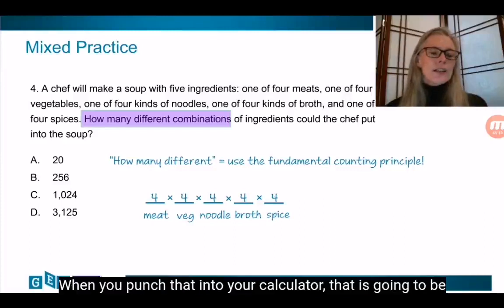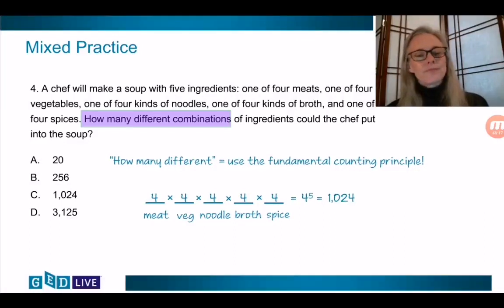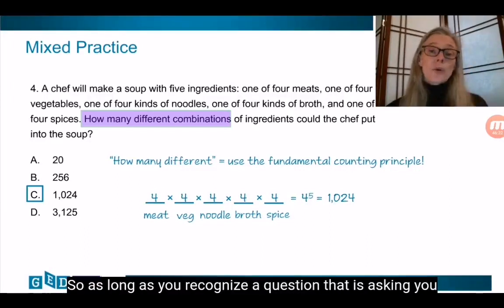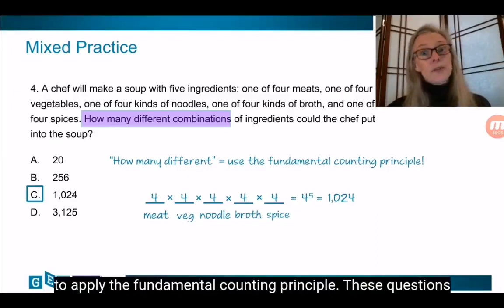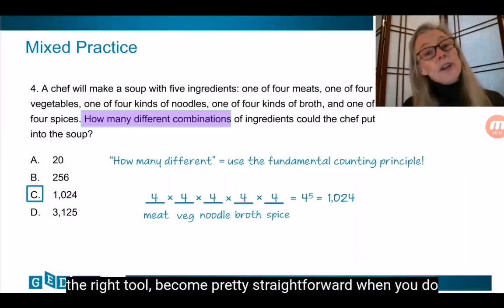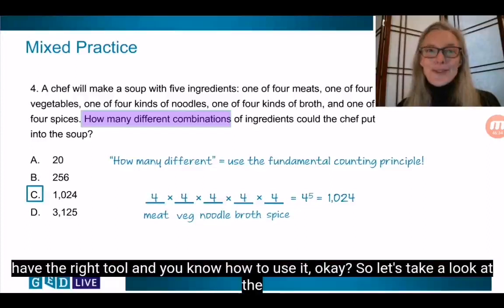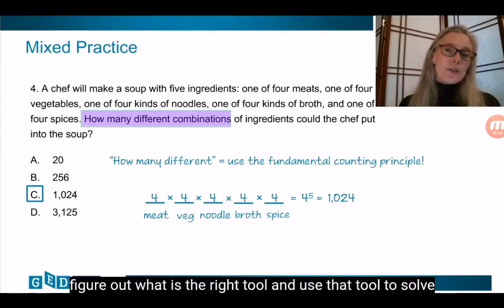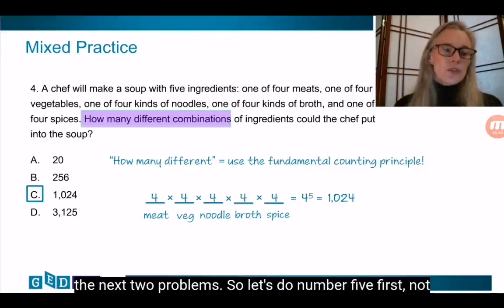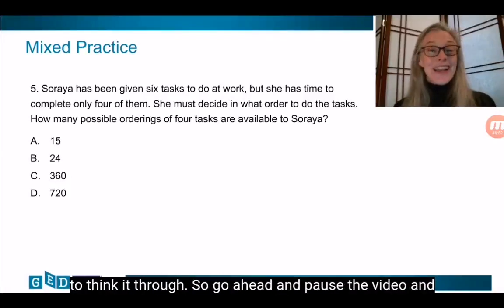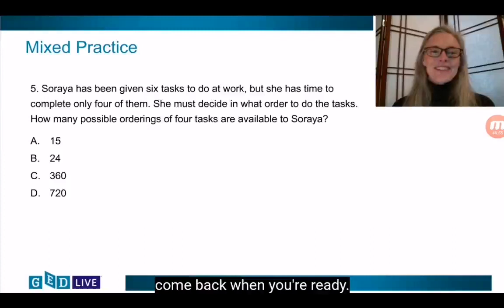And when you punch that into your calculator, that is going to be 1,024, answer choice C. So as long as you recognize a question that is asking you to apply the fundamental counting principle, these questions that can be very perplexing if you don't have the right tool become pretty straightforward when you do have the right tool and you know how to use it. Okay, so let's take a look at the next couple of situations and give you an opportunity to figure out what is the right tool and use that tool to solve the next 2 problems. So let's do number 5 first. I'm not going to say anything about this one, just give you a chance to think it through. So go ahead and pause the video and come back when you're ready.